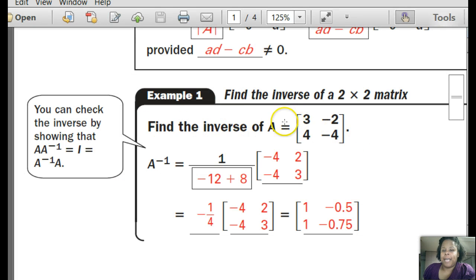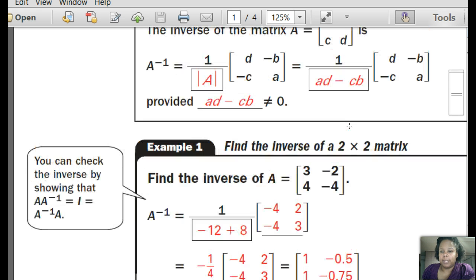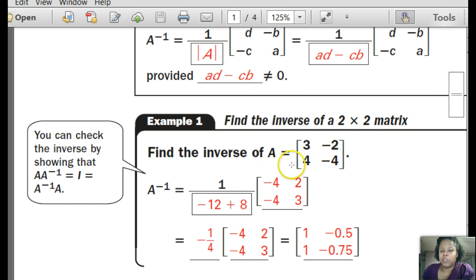So over here we have a matrix A. It's 2 by 2. And we go through the process that we listed up here. We find the determinant of this matrix. So 3 times negative 4 is negative 12. And 4 times negative 2 is negative 8. So negative 12 minus a negative 8 is negative 4. So now we have to multiply the resulting matrix by 1 over negative 4.